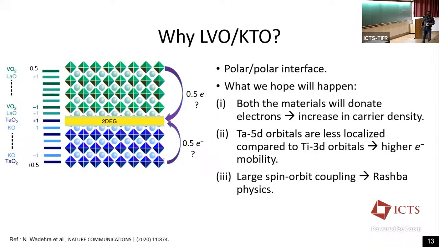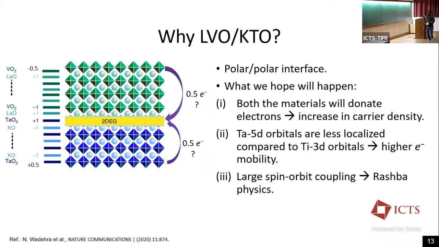Also in LVO-STO, the 2DEG was hosted by Ti 3d orbitals. But here we hope that the 2DEG will be hosted by tantalum 5d orbitals, which are more delocalized, or less localized, compared to the Ti 3d orbitals. So you can expect higher mobility of the 2DEG at this interface.